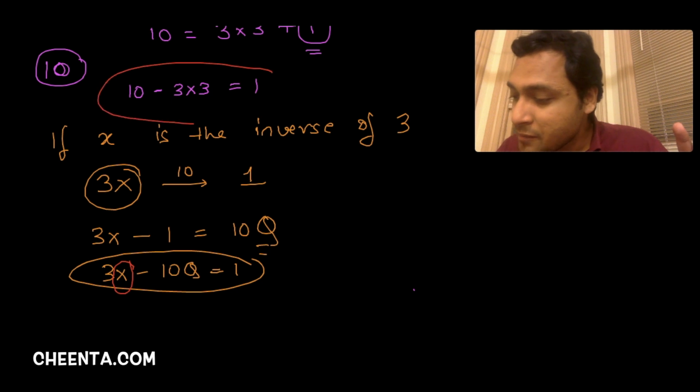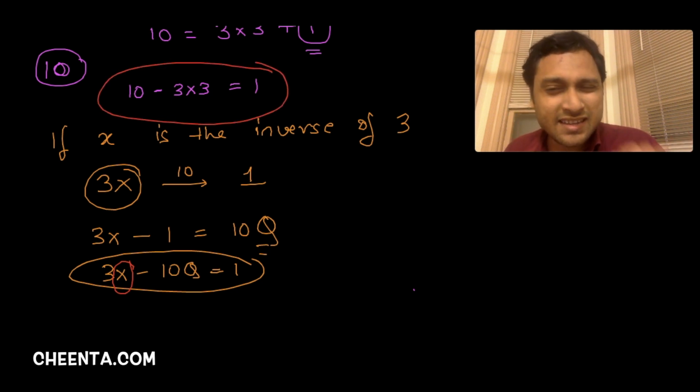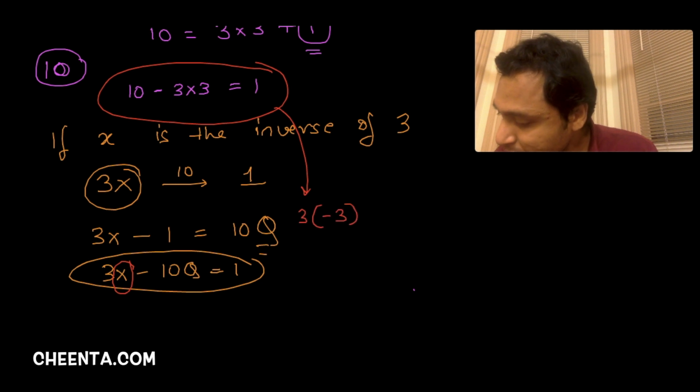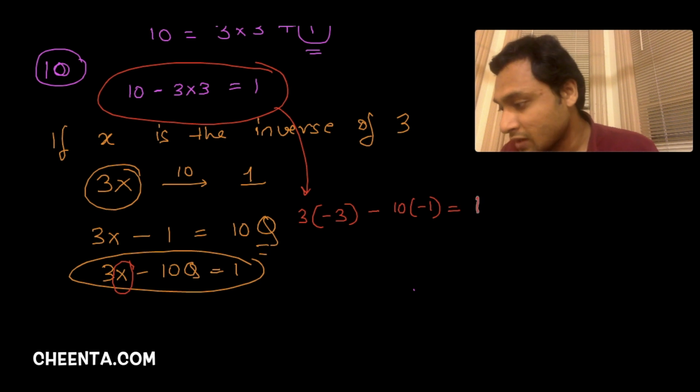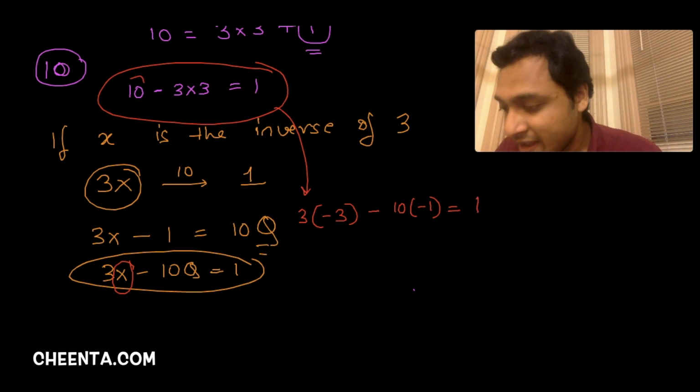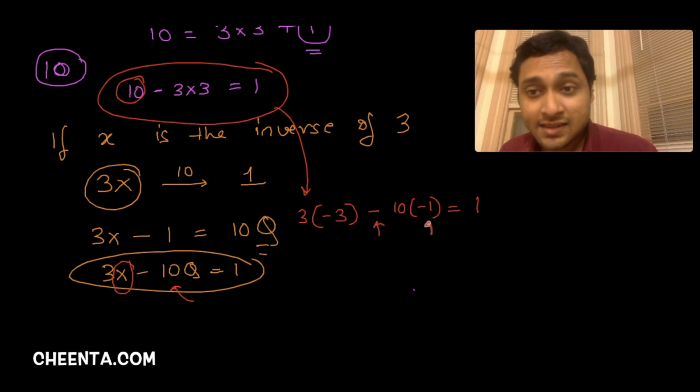Now, if you look at the previous equation that we found, it is almost like this equation. Why? You say it's 3 times negative 3 minus 10 times negative 1 is equal to 1. So it's almost like this. It's not exactly like this, because it was 10 minus 3 times 3, so 10 times 1. So to make it look like this, I made this adjustment of signs, but otherwise it almost looks like this.